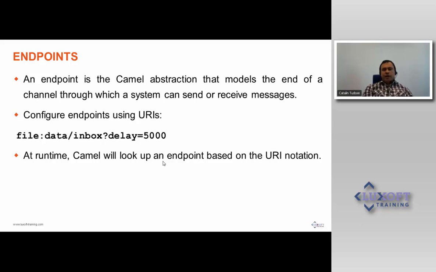When you arrive at an endpoint, it means that you have arrived at the end of a channel. And in order to configure an endpoint, you can use URIs. Here, you see that the protocol uses file, and the data is taken from this folder. And here you also have the option of a delay of 5,000 milliseconds. This means that you are going to poll this location, looking for files, every 5 seconds in order to see what is new and to process it.